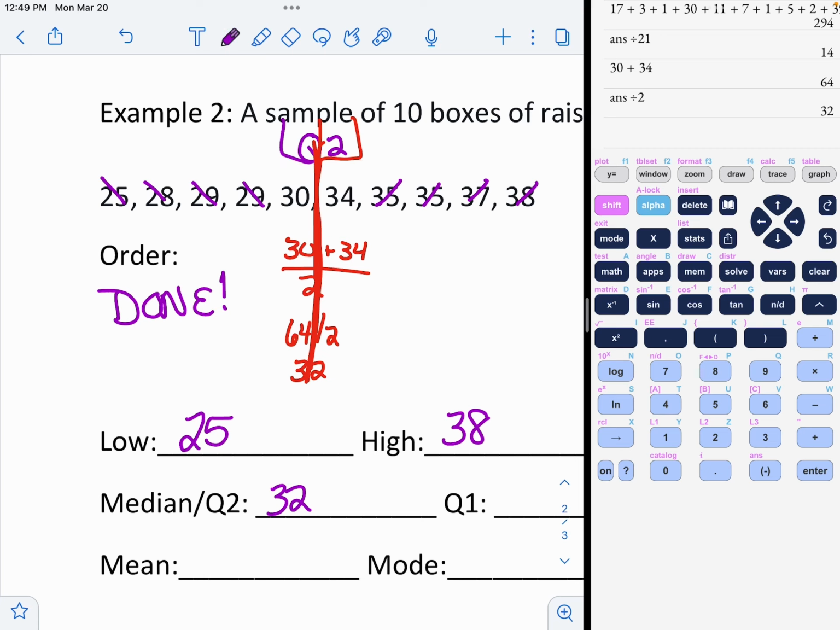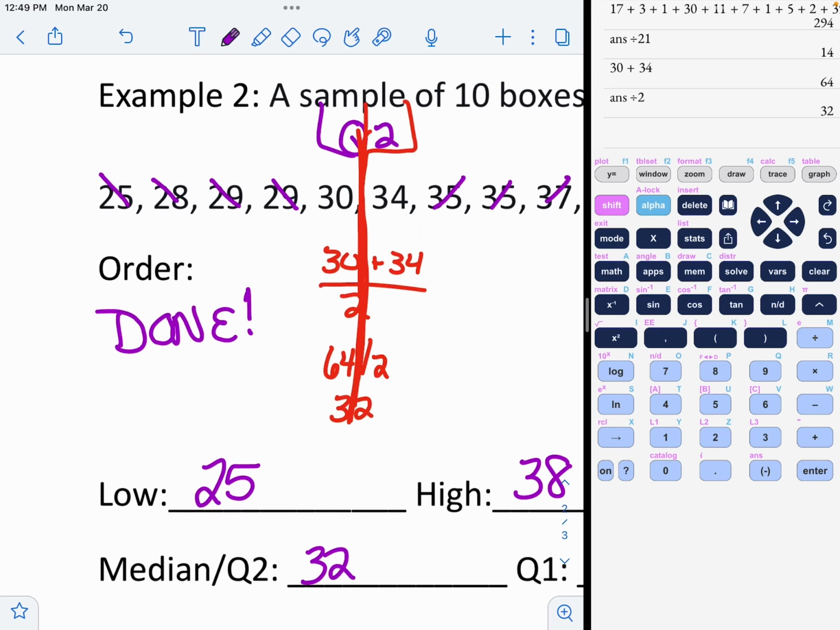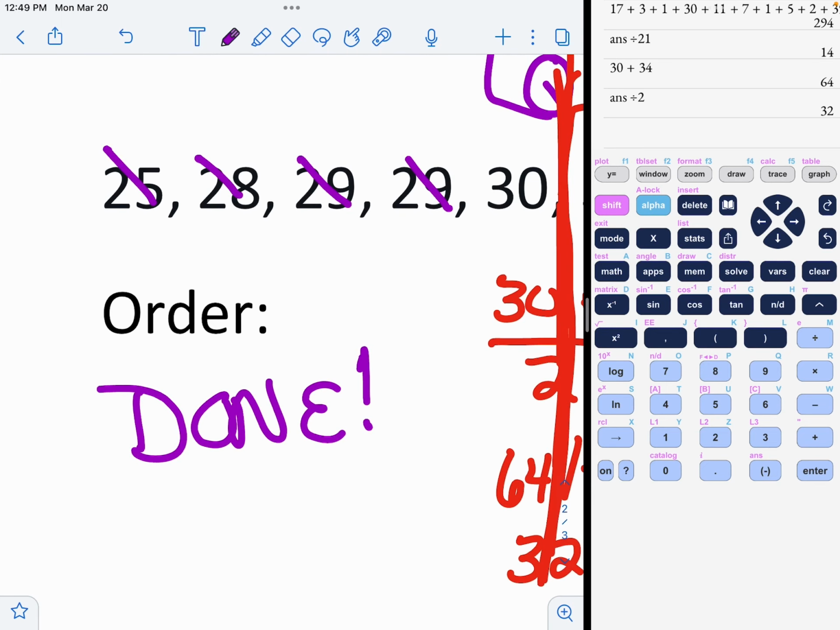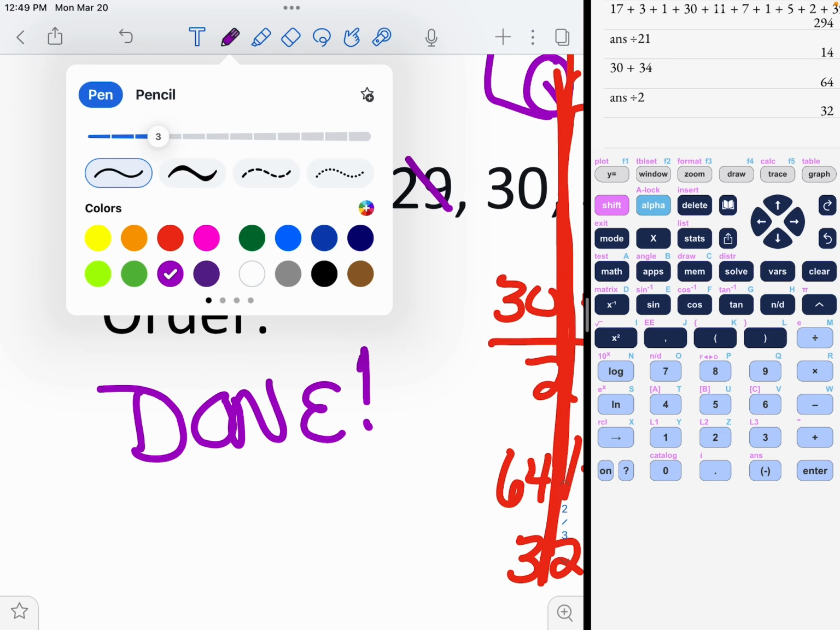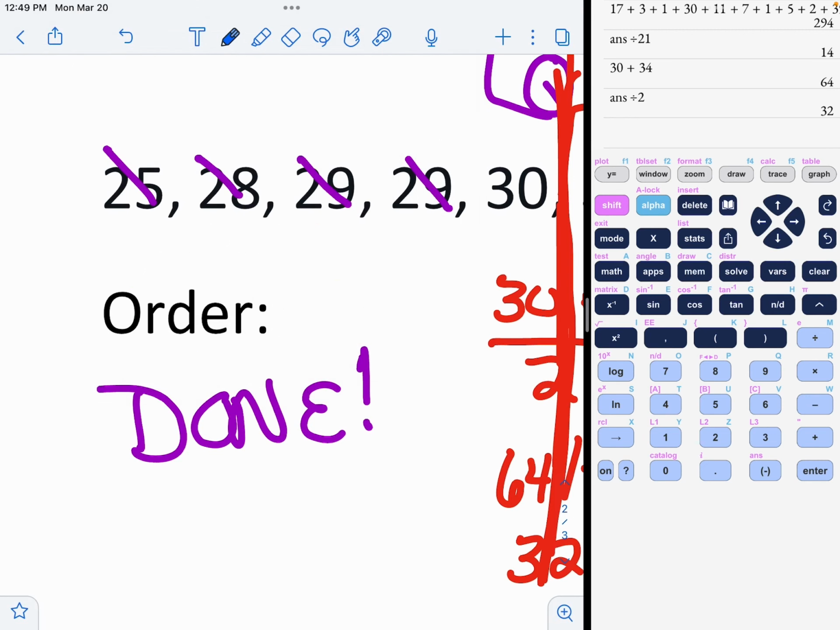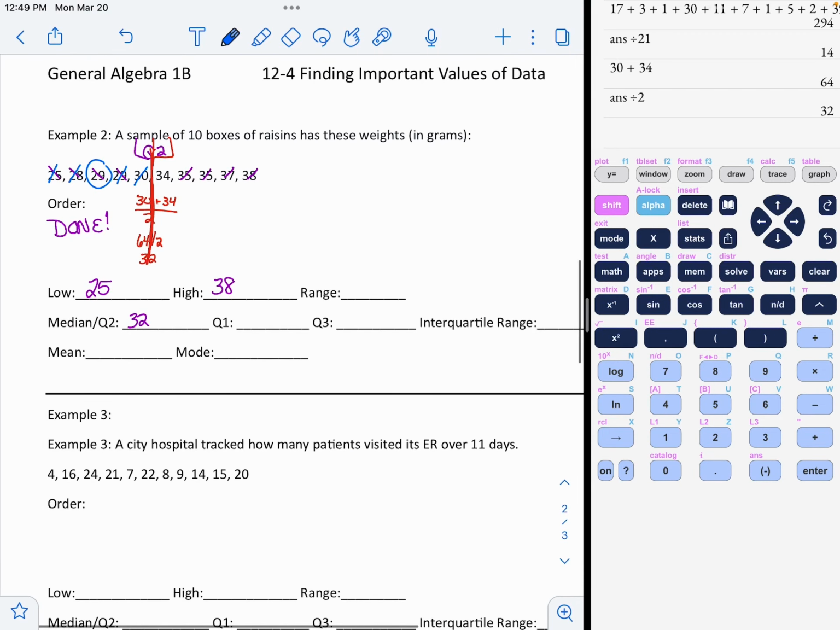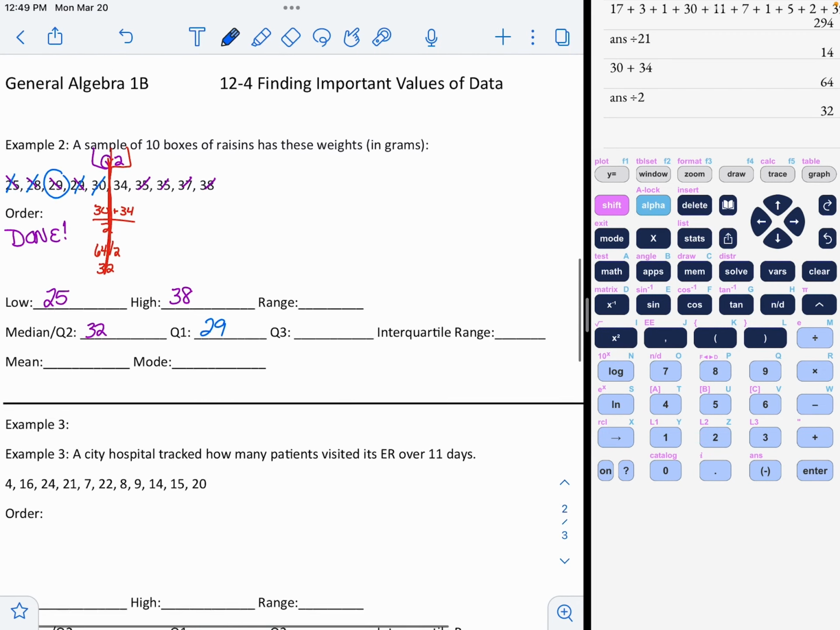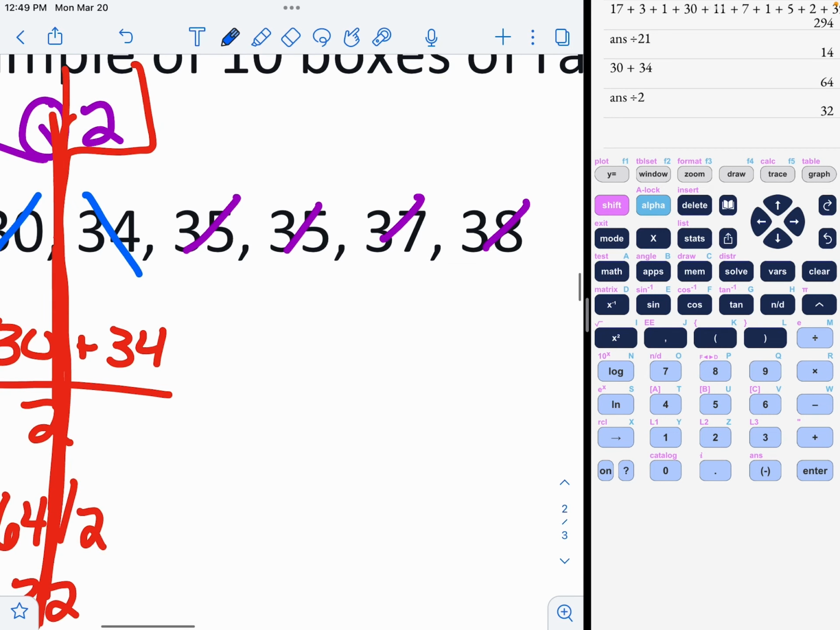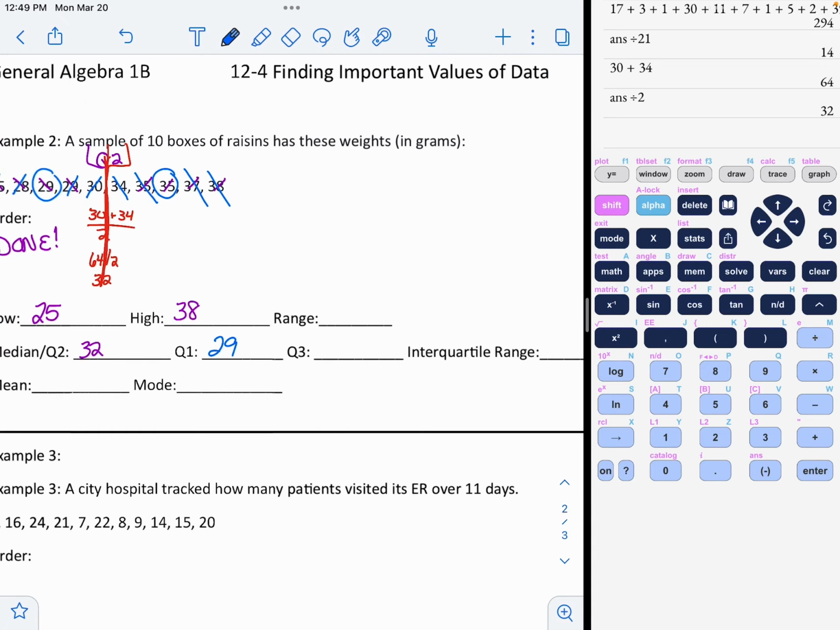All right, now what we need to do is find our quartile 1. I'm just going to find the middle of my first half. So 1 and 2, 1 and 2. The middle is 29. I'm going to do the same thing on the other side, okay? So 1 and 2, 1 and 2. The middle is 35.